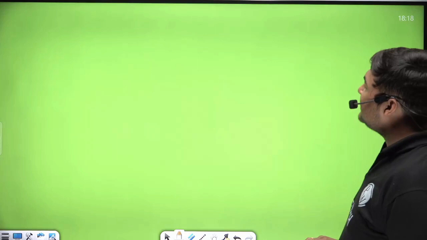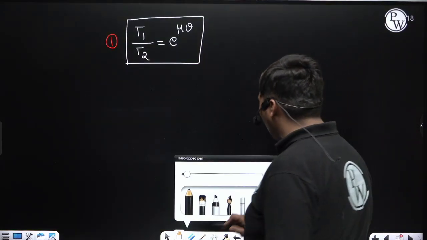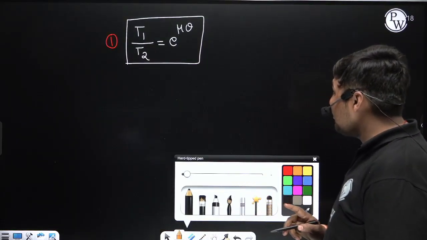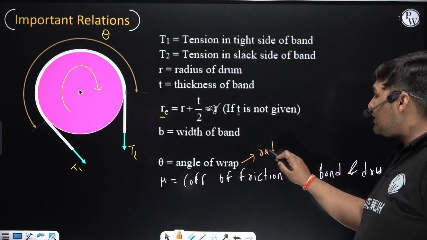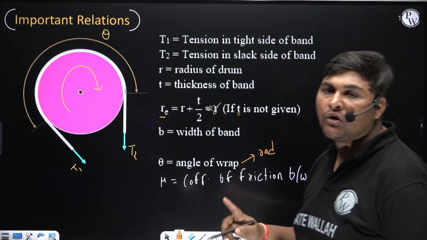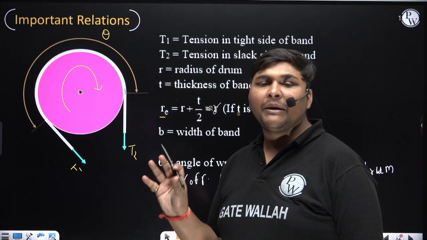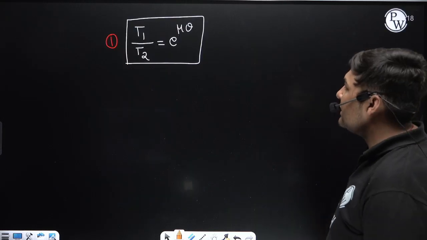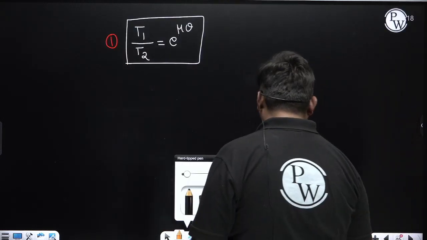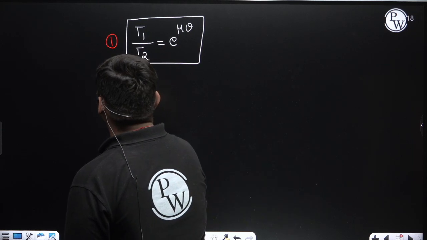And theta is the angle of contact or angle of wrap, but in this relation we put the value of theta in radian, because theta is coming separately, not inside sine or cos. So whenever theta is coming separately, always put theta in radian. So this is one relation between T1, the tight side tension, and T2, the slack side tension.